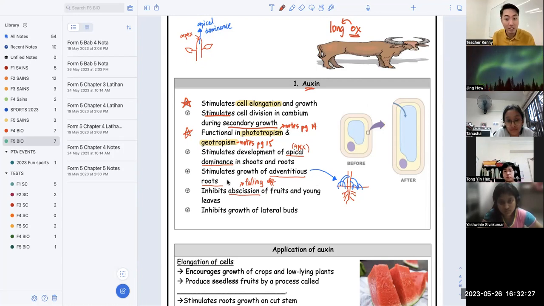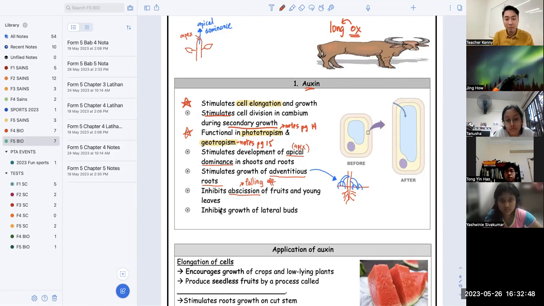So you see, it's very positive. The fruits say, oh, I'm ripe already, I want to fall off. Auxin says, don't, hold on longer. The young leaves say, I want to fall off. Don't, you can do it. Don't give up, hold that. So you see, auxin is a very encouraging hormone.